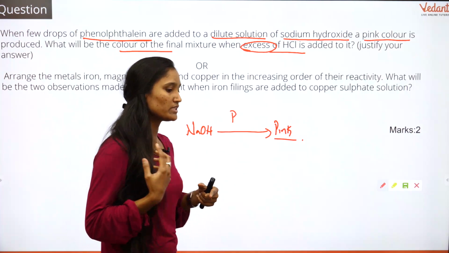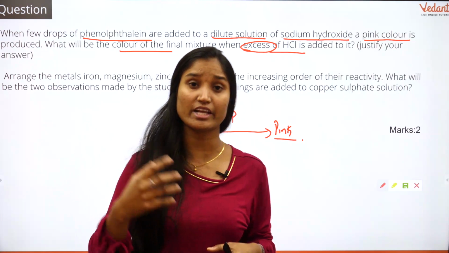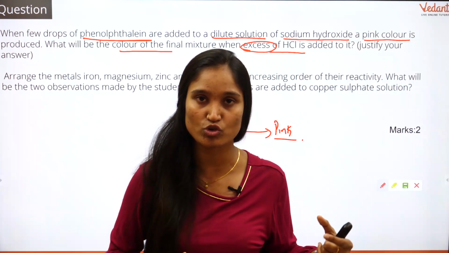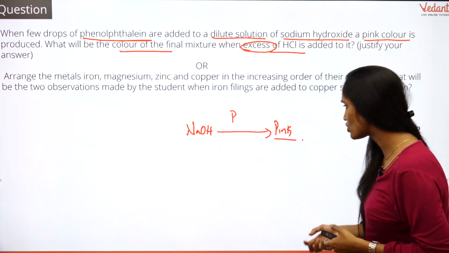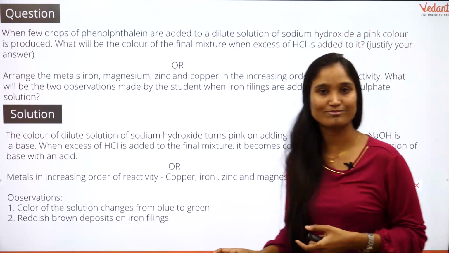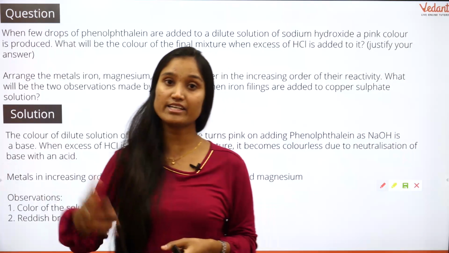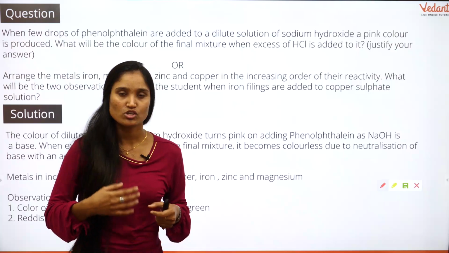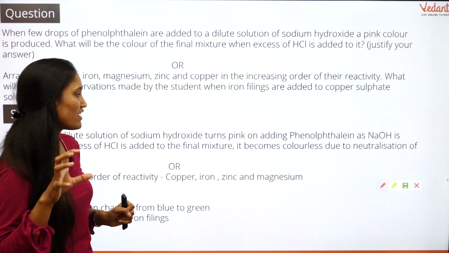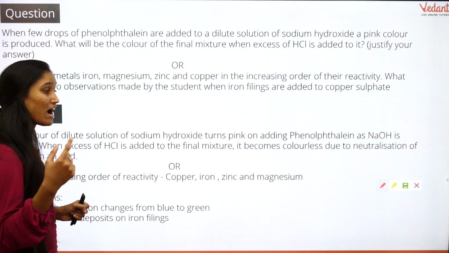So now what will be the pH value, or what will be the nature of the final resultant solution? Because you're adding excess of HCl, ultimately your solution is turning acidic, isn't it? If you had added excess of base, it would remain basic. But now because of that excess of acid, the final mixture has turned acidic.